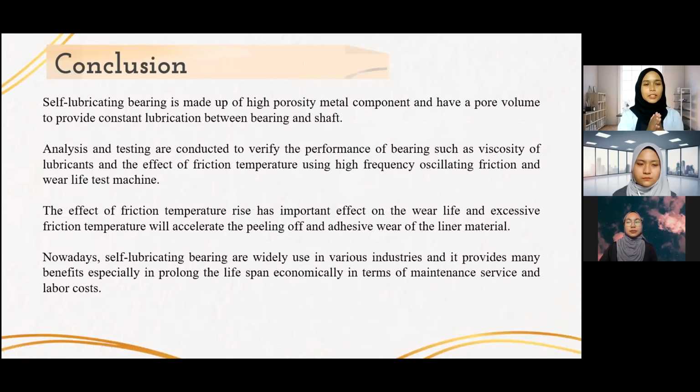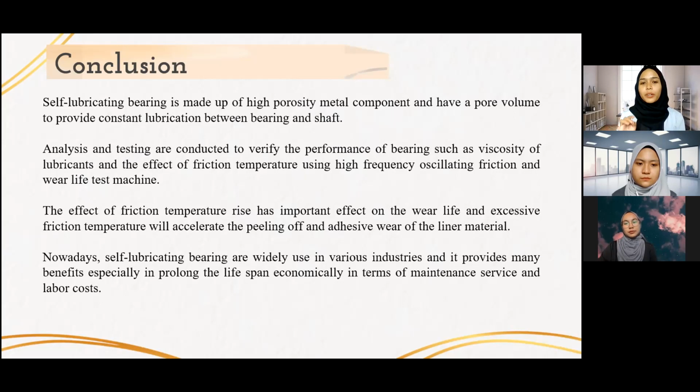So for conclusion, self-lubricating bearing is made out of high porosity metal component and has a pore volume to provide constant lubrication between the bearing and shaft. Analysis and testing are conducted to verify the performance of bearings, such as viscosity of lubricants and the effects of friction temperature using a high frequency oscillating friction and wear life test machine. The friction temperature rise has an important effect on the wear life, and excessive friction temperature will accelerate the peeling off and adhesive wear of the liner material.